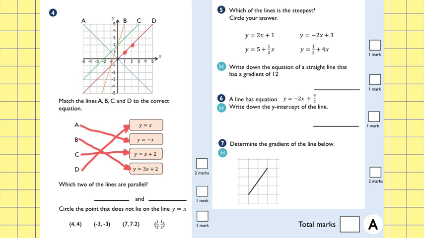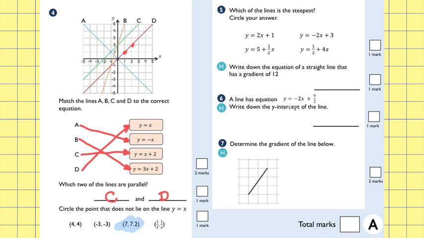Which of the two lines are parallel? Well, if you can see the two lines that are always the same distance apart, they are C and D. Circle the point that does not lie on the line y equals x. It is the only point where the y coordinate and the x coordinate are not the same. So that one is this one.